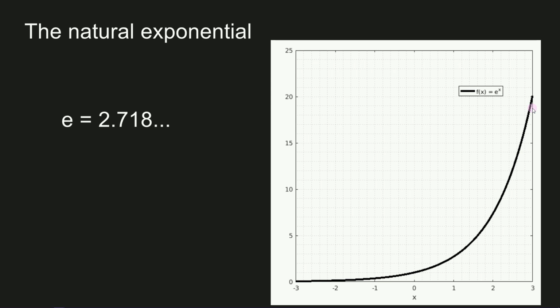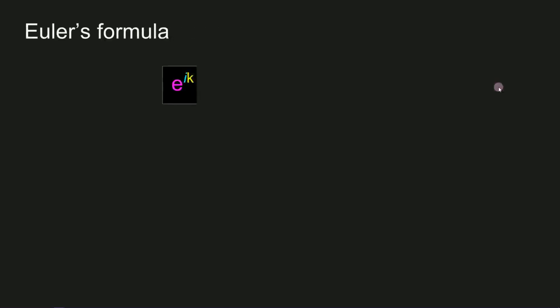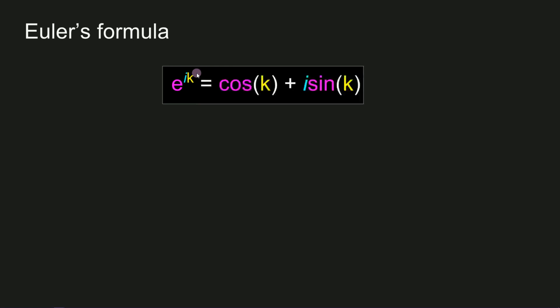What we care about here is what happens when you put an imaginary number inside the exponential instead of x. This gives us e to the ik, where i is the imaginary operator that I discussed in the previous video, and k is some number. It's sometimes given as phi or theta, but here I'll just use k. So Euler's formula says that this expression is equal to cosine k plus i sine k.